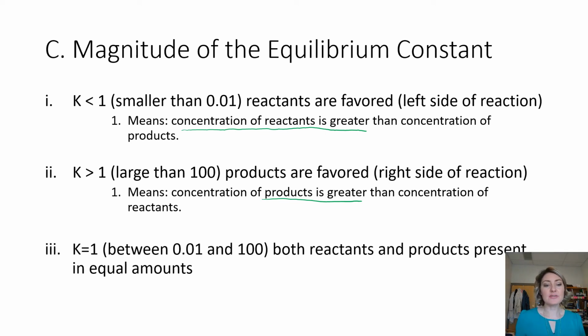All right, so if your K value is about 1, and I'm using that number very loosely because I really mean about 0.01 to about 100, both your reactants and products are present in about equal amounts. So we can use this to figure out, if this reaction were to happen and it goes to equilibrium, am I going to have more reactants, more products, or equal concentrations of both?